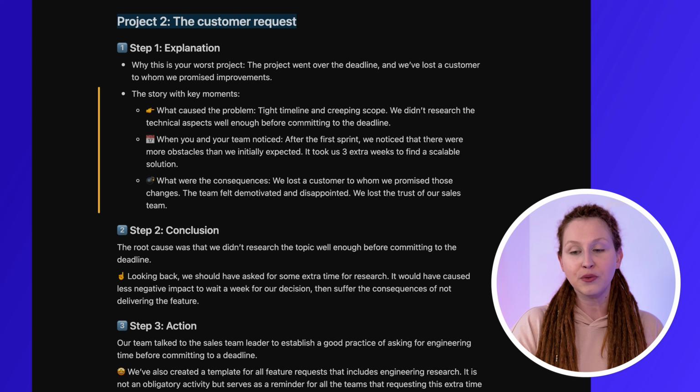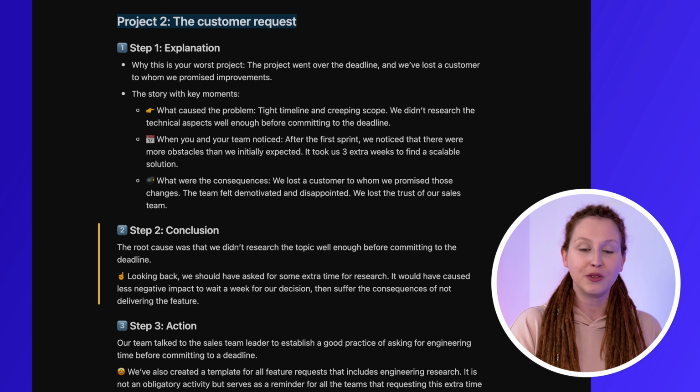After the first sprint, we've noticed that there were more obstacles than we initially expected. It took us 3 extra weeks to find a scalable solution. What were the consequences? We lost the customer to whom we promised those changes. The team felt demotivated and disappointed. We lost the trust of our sales team. Moving on to step 2, conclusion. The root cause was that we didn't research the topic well enough before committing to the deadline.